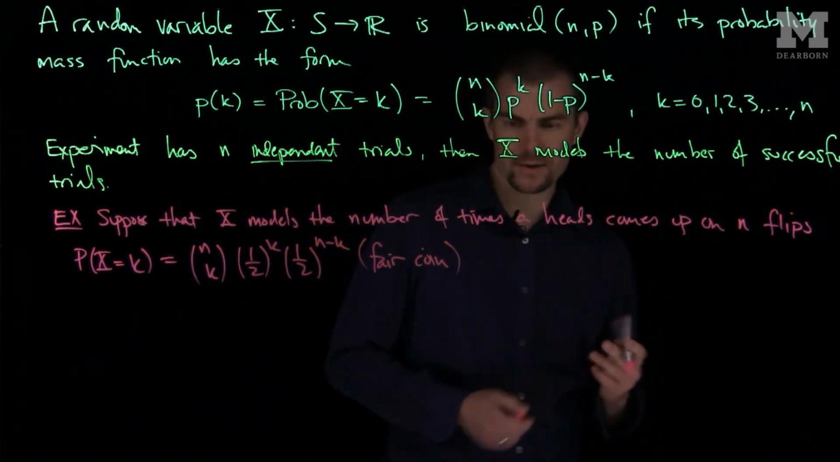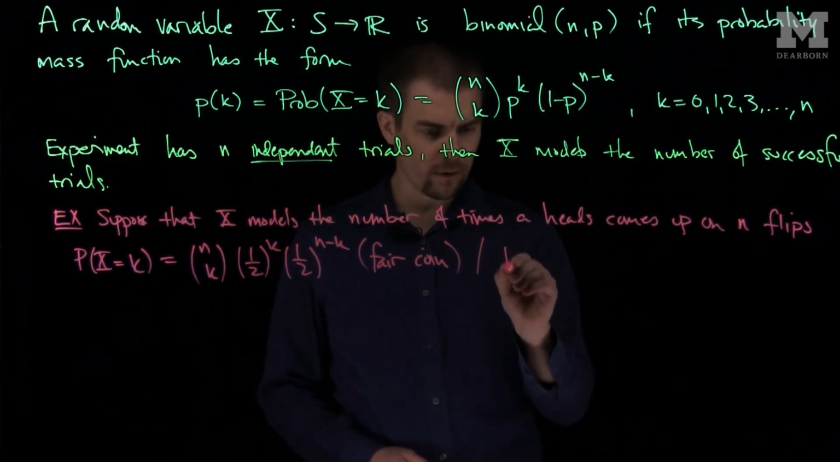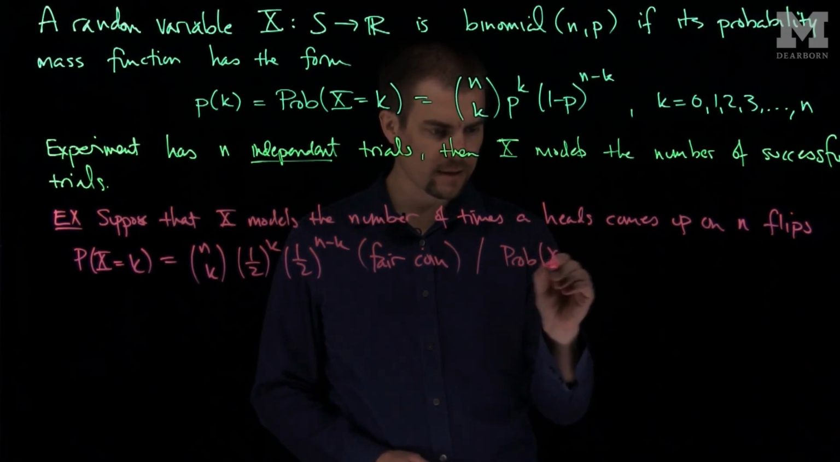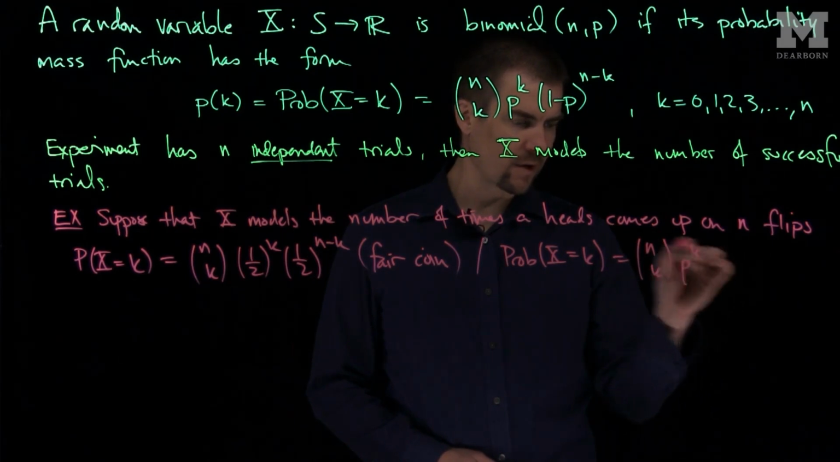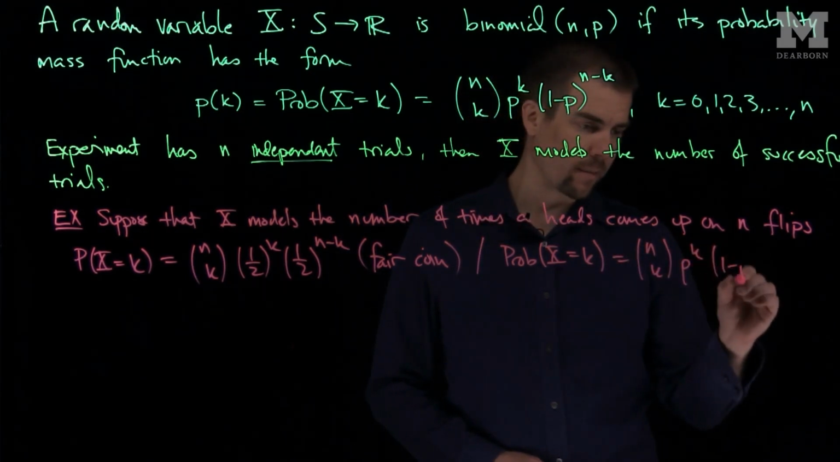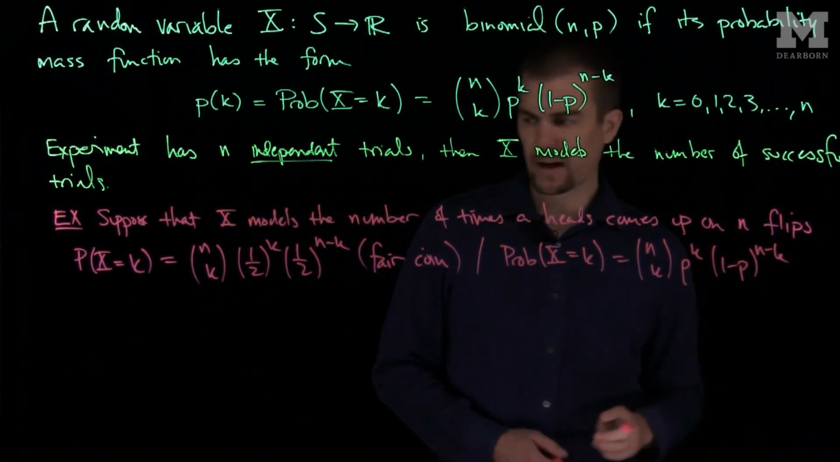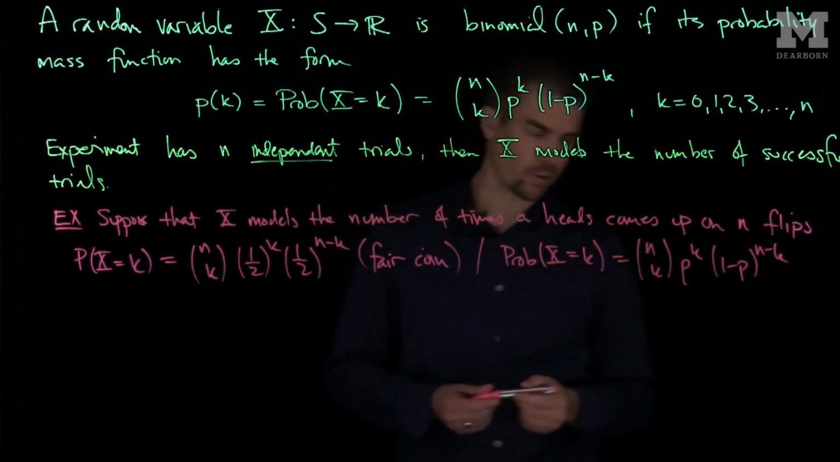And if we modify this, we can also do this for a biased coin. The probability that x is equal to k is n choose k, p to the k, where now p is the probability of getting a head, and then 1 minus p is the probability of getting a tail. So that's the typical example of a binomial random variable.